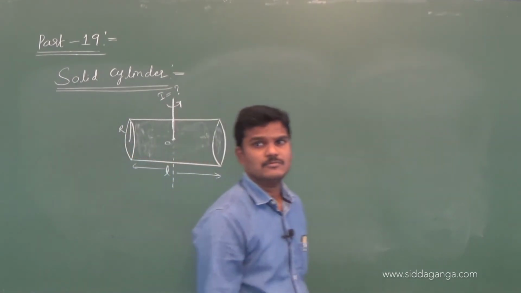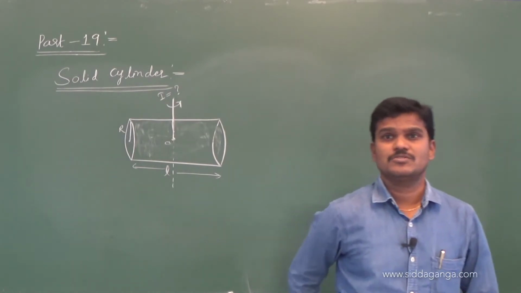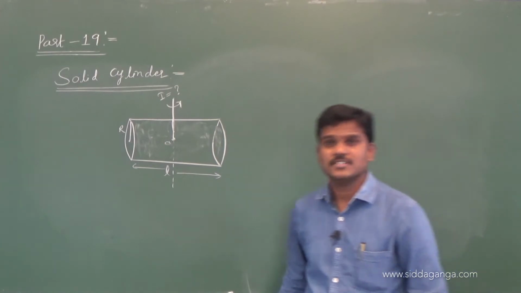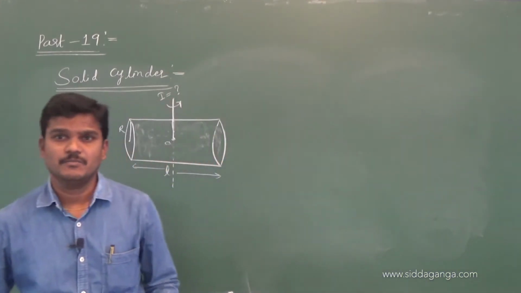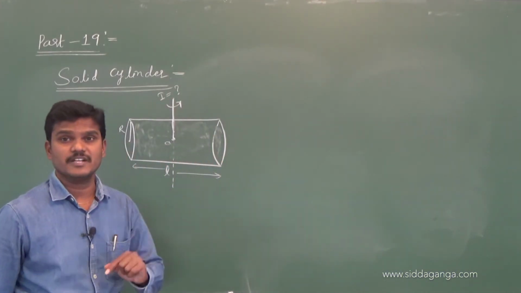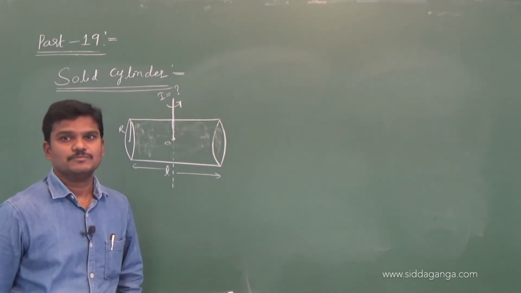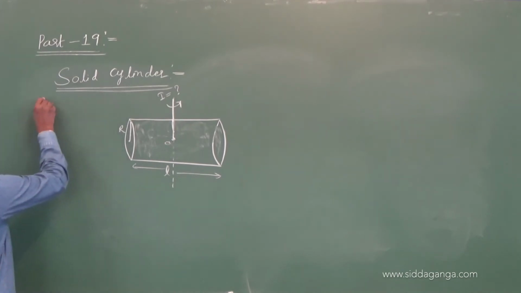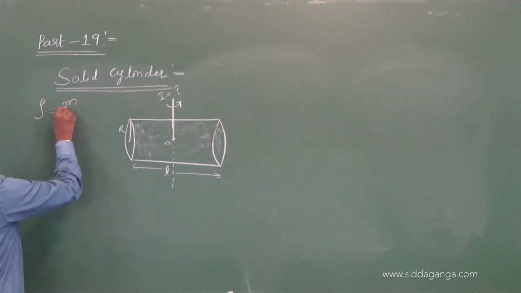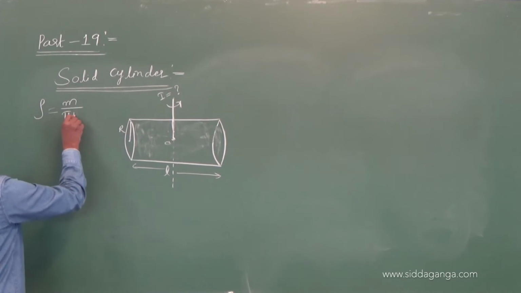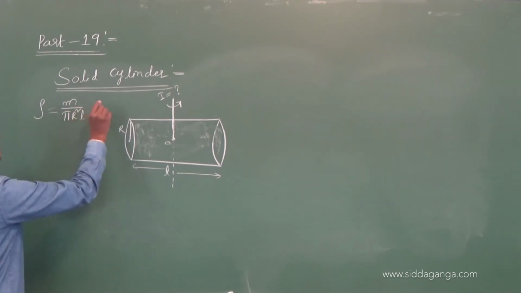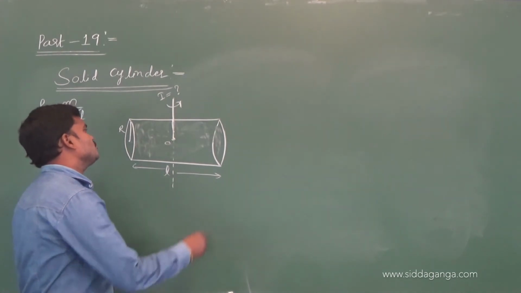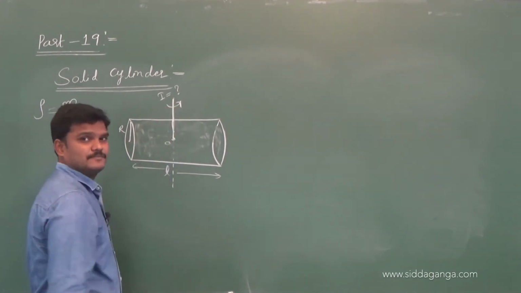This is a solid cylinder, so it has a volume density rho. Rho is equal to mass by volume. The volume of the cylinder is pi r square h, which is nothing but pi r square L. So rho is equal to mass by volume, which is m by pi r square L. The target is to find the moment of inertia about this line.